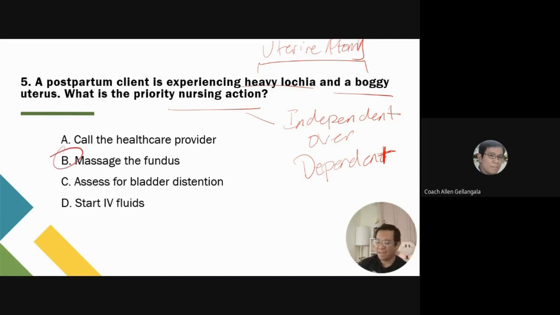Okay, the correct answer is massaging the fundus. Sir, why didn't we choose letter A? Okay, again, independent first before dependent.